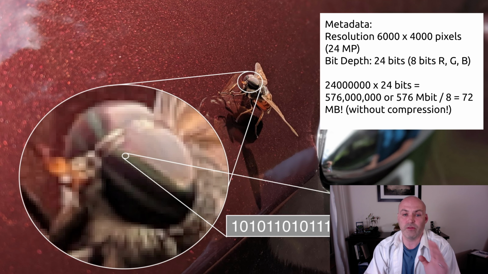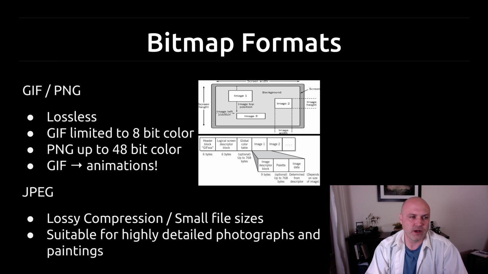So again, this is without compression. Now you're probably aware, if you've ever looked at a file like a JPEG or something, images even at this size of 6,000 by 4,000 pixels are much smaller. So that should give you a hint of just how much compression is doing. But again, we're going to talk much more about that in the future. Some specific bitmap formats I want to touch on.